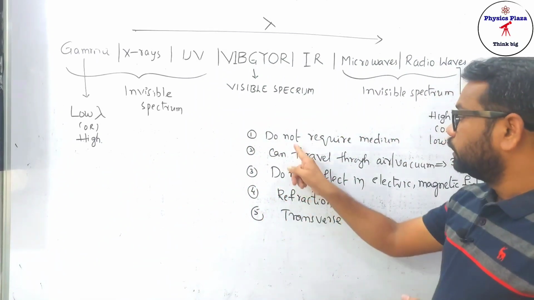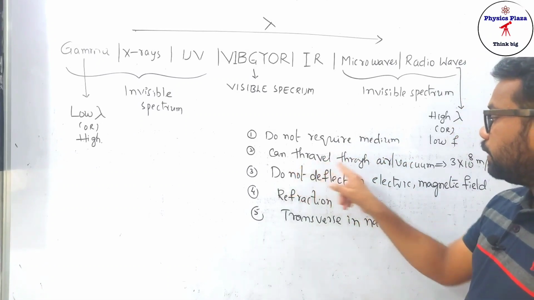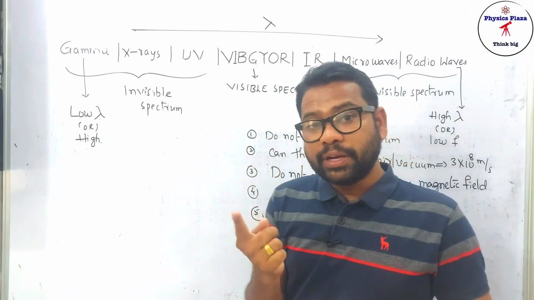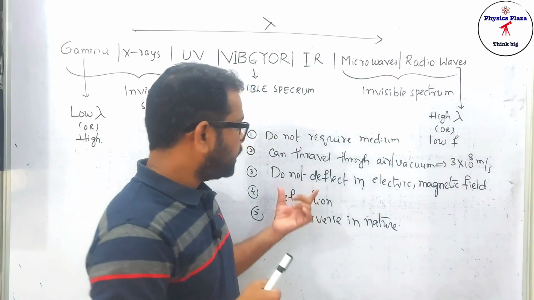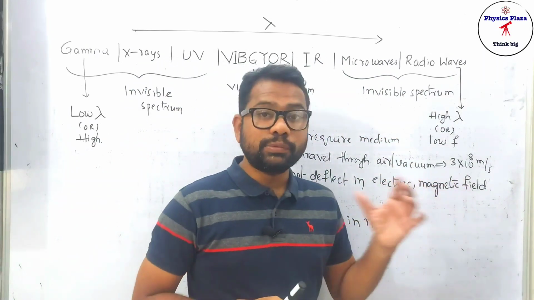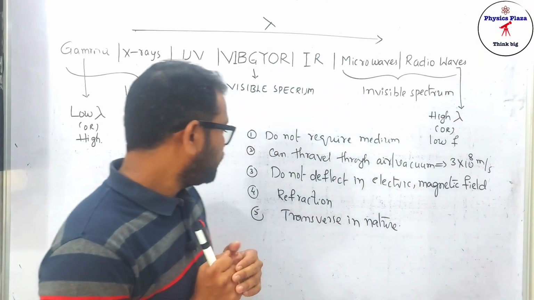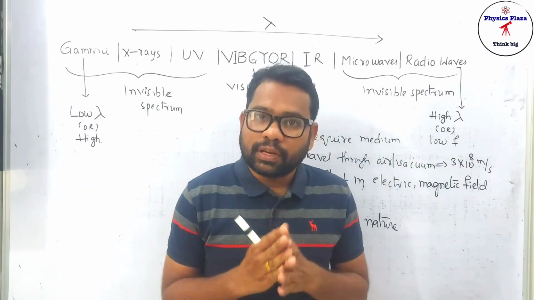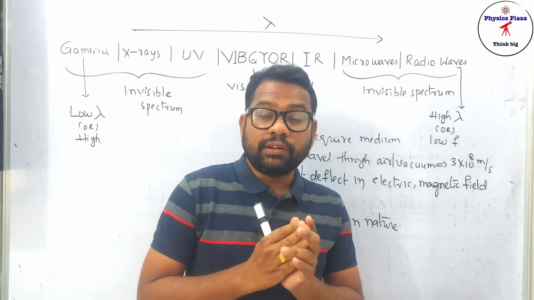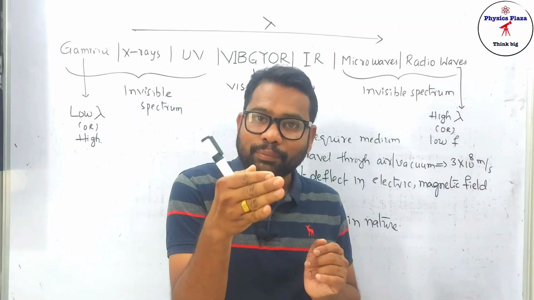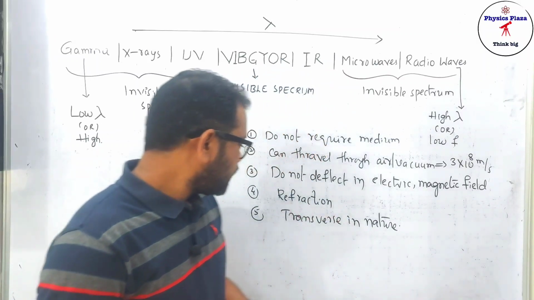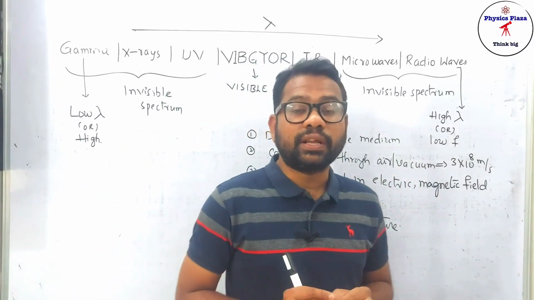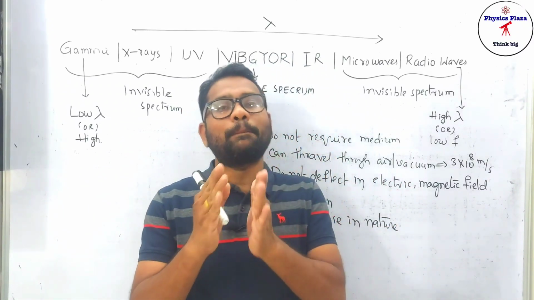So let us recall once again. They do not require a medium. They can travel through air or vacuum with the same speed. But the moment they enter any other medium, they may travel with different speeds. They do not deflect in electric and magnetic fields because they do not possess any charge. They show reflection, refraction, all these phenomena like normal light. When they travel from one medium to another medium, they bend from their original path. And they are transverse in nature. Why? Because they consist of oscillating electric and magnetic fields.